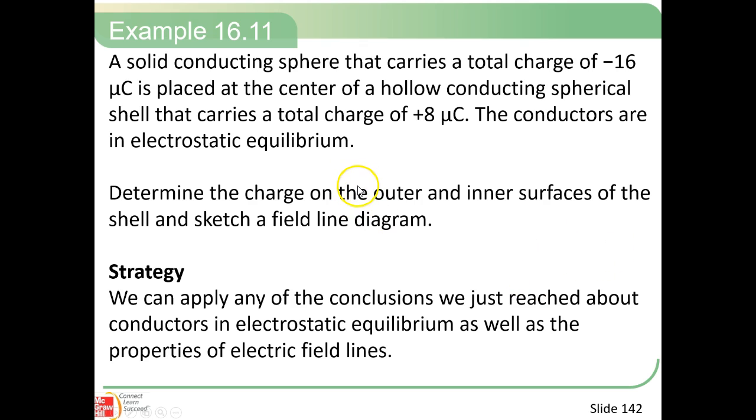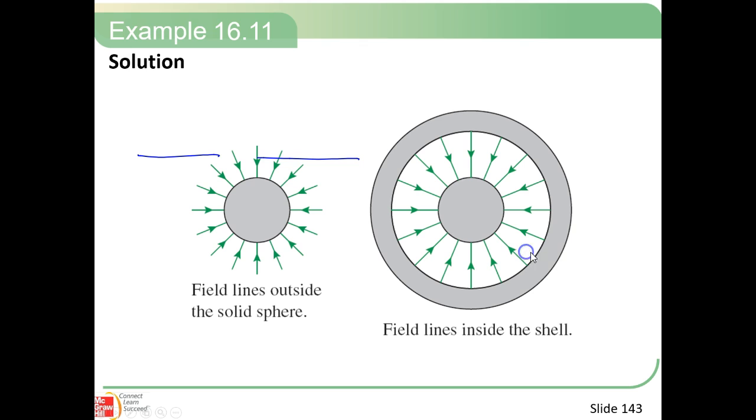Next thing here is example 16.11, and it says a solid conducting sphere carries a total charge of negative 16 microcoulombs, and it's placed at the center of a hollow conducting shell that carries a total charge of positive 8 microcoulombs. The conductors here are in electrostatic equilibrium. So they want us to determine the charge on the outer and inner surfaces of the shell and sketch a field line diagram. So now we can apply any of the conclusions we just reached about conductors as well as the properties about their field lines and see how those work out.